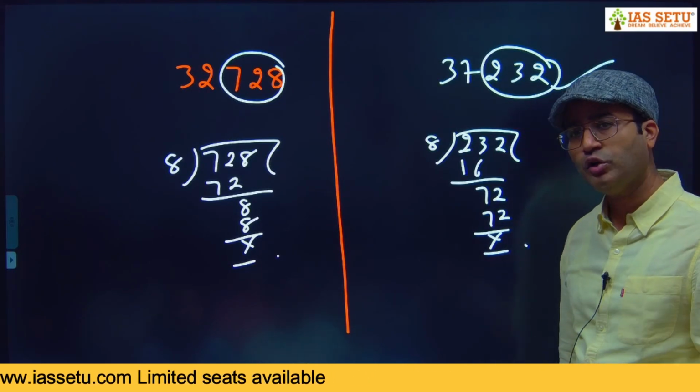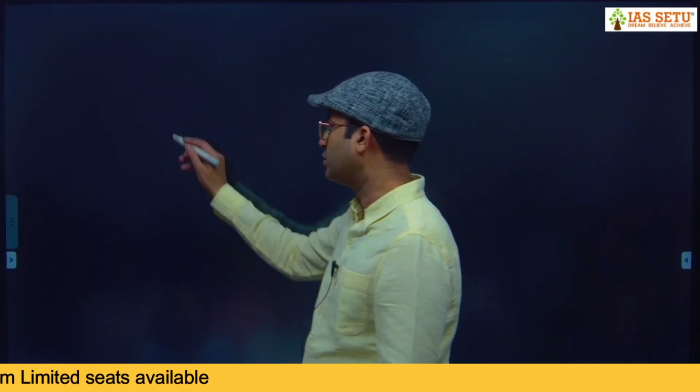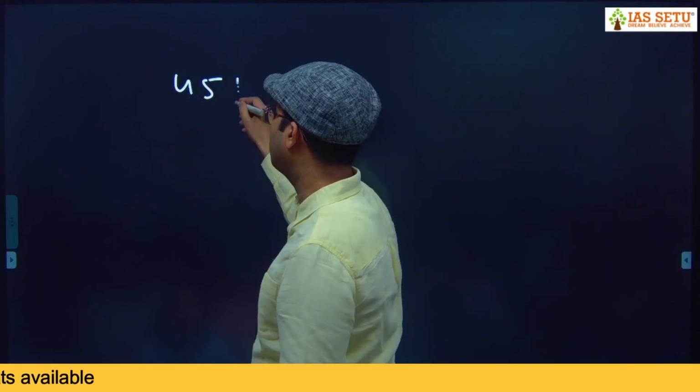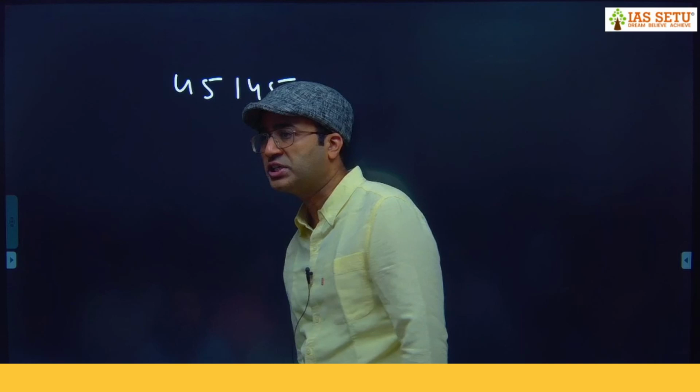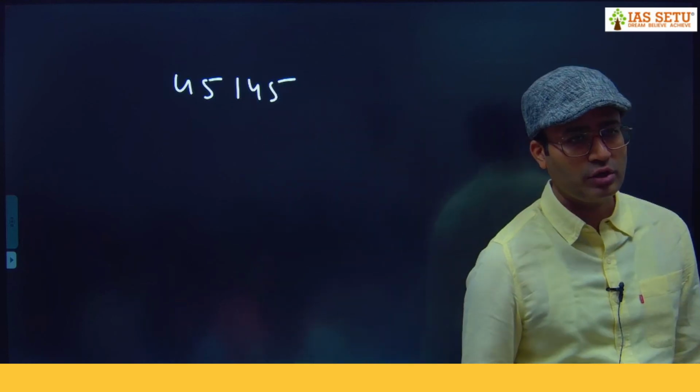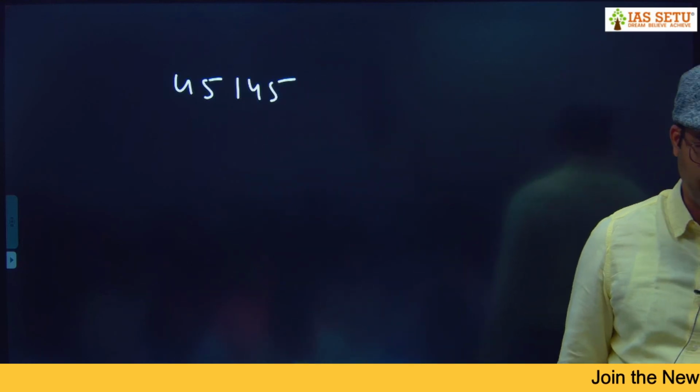If in case no, then remainder. Try this question: 45,145. Check if this number is divisible by 8, yes or no. If no, then what is your remainder?